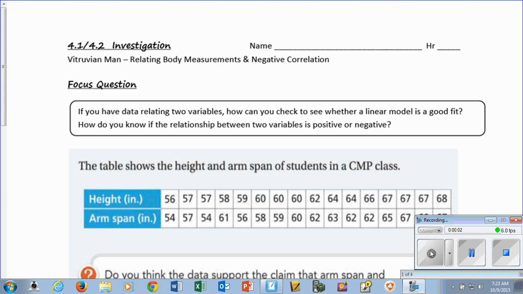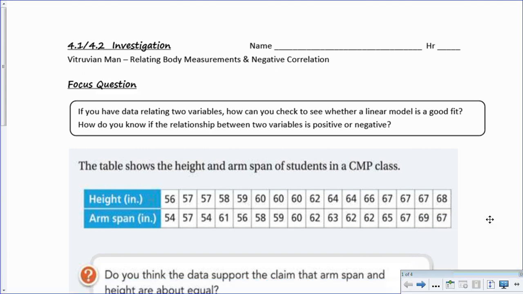Okay, first hour, this is for you to help catch you back up here. So you are watching this video on Monday, and we're getting ready to do investigation 4.1 and 4.2, which is relating body measurements to negative correlation. So we're getting into what we call scatter plots and all that good stuff.